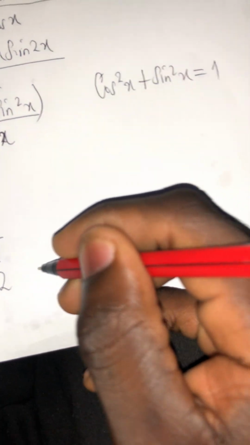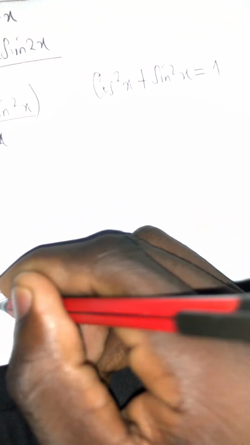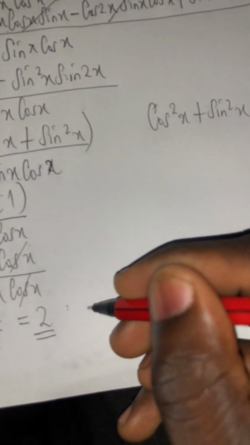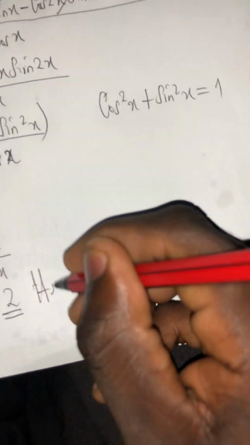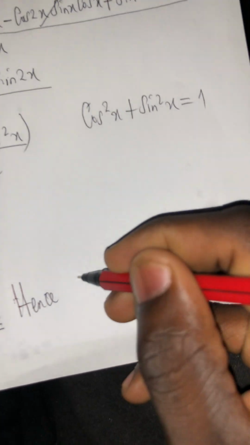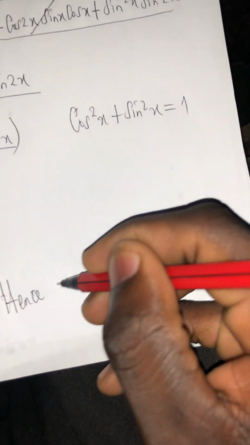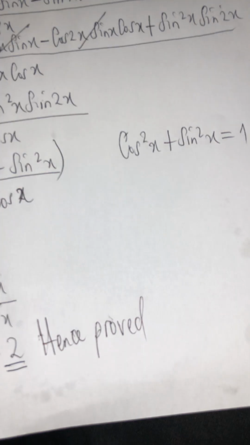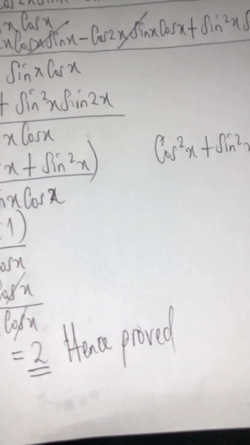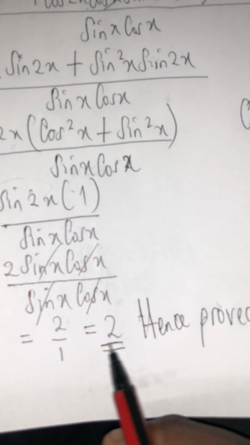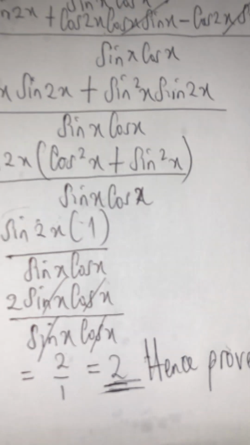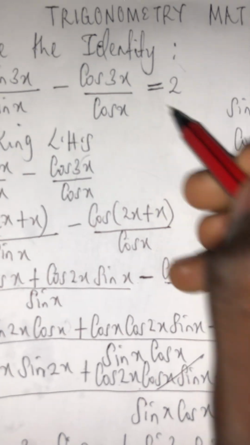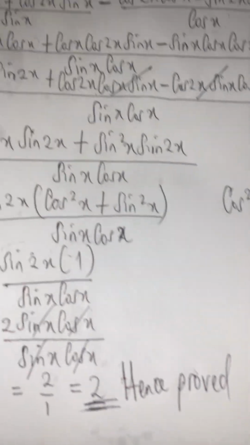So we can say we've proven that sine 3x over sine x minus cos 3x over cos x is simply 2. So this is how you can prove this identity, and this is the solution you wanted to get. So you can just say hence proved.